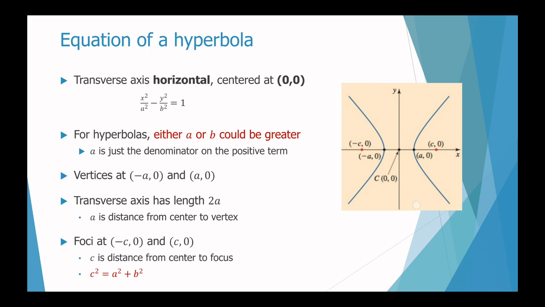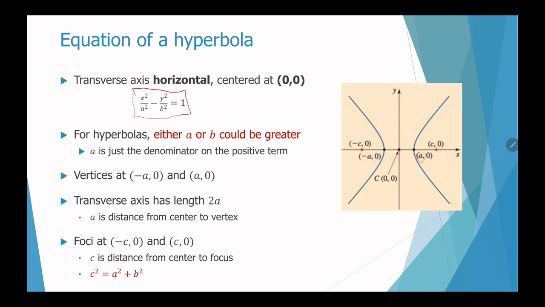The transverse horizontal, centered at the origin, does have this same equation, except it's minus, right? Same as the previous one, except minus. And this is what we're looking at. The hyperbola, either a or b can be greater, right? Sure.